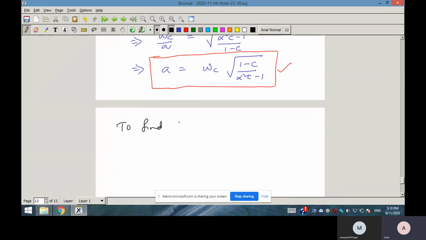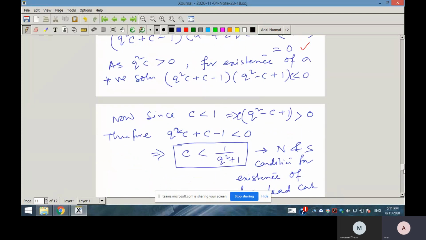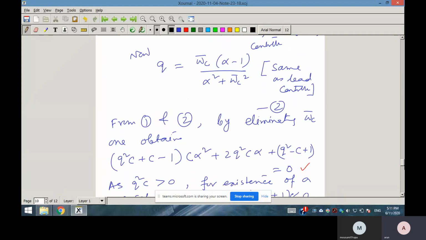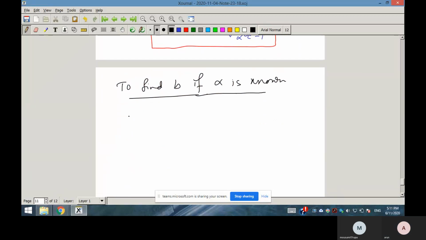this is to find b. What is known now? If alpha is known, that means first the lead part you have to find out, then the lag part, the lag part corner frequency b, you can find out. So once alpha is known, now what is phi 2? Phi 2 is the phase lag provided by the lag part.